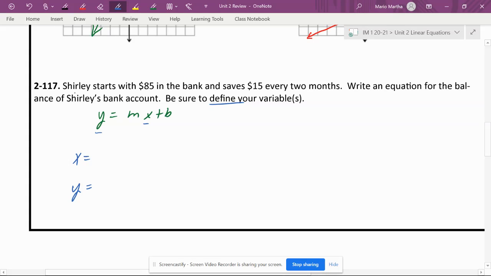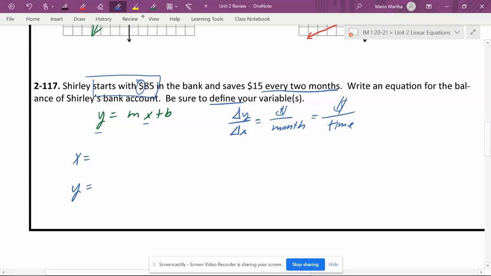So here, let's see what the two things are that they're talking about. Shirley wants to start with $85, so that's important right there. That's the amount of money she starts off with in the bank, and saves $15 every 2 months. So again, remember that the slope is a rate. So m is a rate, meaning we're dividing something over something else. And here's a big clue: we're saving $15 every 2 months. So our rate is going to be dollars over months, or in this case, money over time.